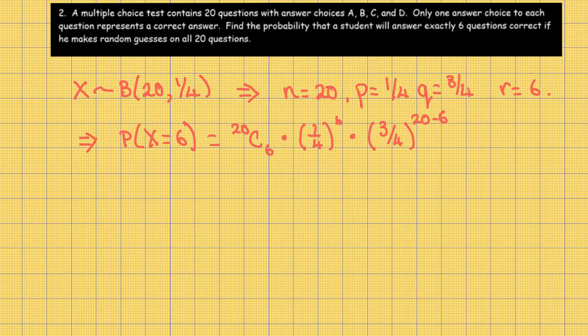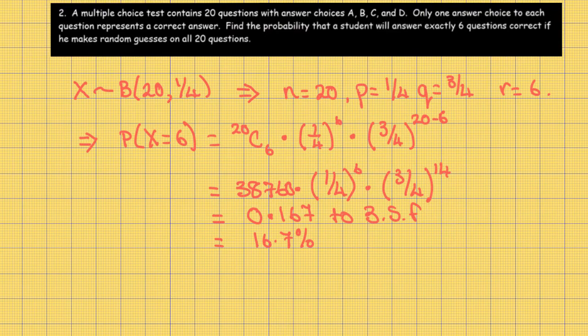Therefore, the probability that X is equal to 6 is equal to 20 choose 6 times (1/4) to the power of 6 times (3/4) to the power of 20 minus 6, which is equal to 38,760 times (1/4) to the power of 6 times (3/4) to the power of 14, which is equal to 0.167 to 3 significant figures, which as a percentage is 16.7%. Therefore, there is a 16.7% chance that if he guesses all 20 questions, he will get exactly 6 correct.